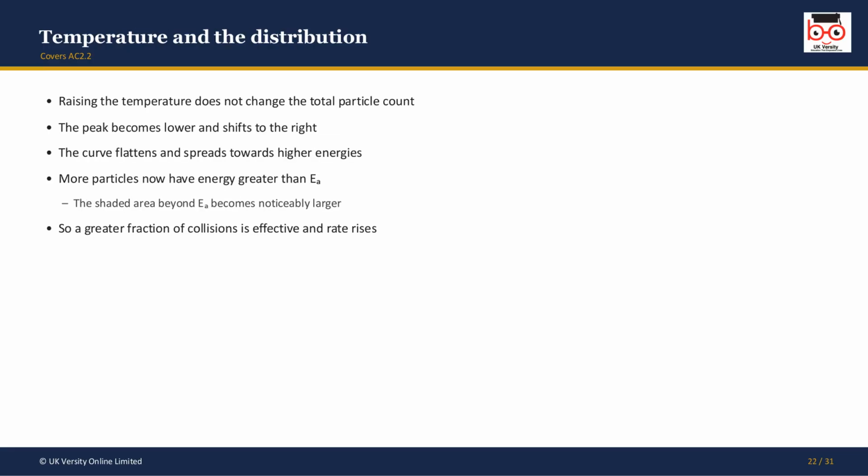So what happens when we heat the sample? The total number of particles doesn't change, but the peak of the curve gets lower and shifts to the right, and the whole distribution flattens and spreads towards higher energies. Crucially, that means many more particles now have energy above the activation energy, so the shaded area beyond it grows noticeably larger. A bigger fraction of collisions is effective, and the rate goes up.